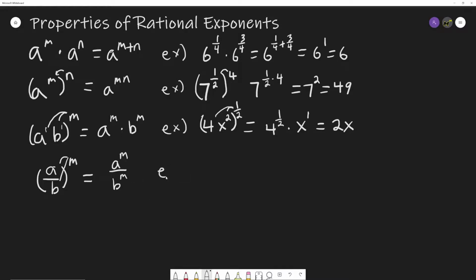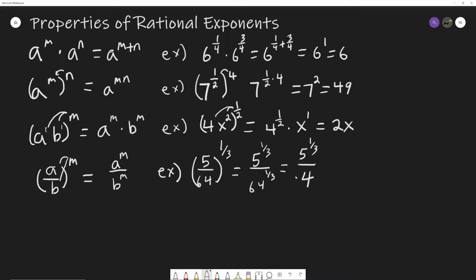Looking at this as an example, let's say we had 5/64, and all of this was to the 1/3 power. This 1/3 would distribute to both of these numbers in the numerator and denominator. So on top we'd end up with 5 to the 1/3, underneath we'd have 64 to the 1/3 power. Up top, 5 to the 1/3 doesn't really simplify to anything. However, 64 to the 1/3 power would end up being 4. So that'd be your final answer there.